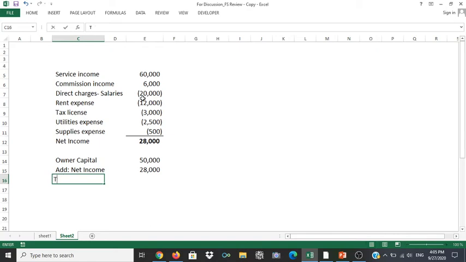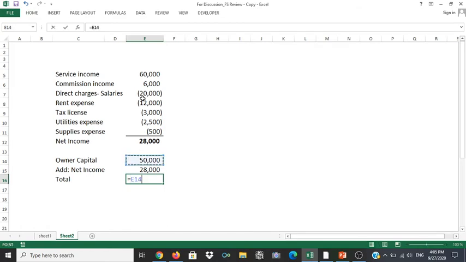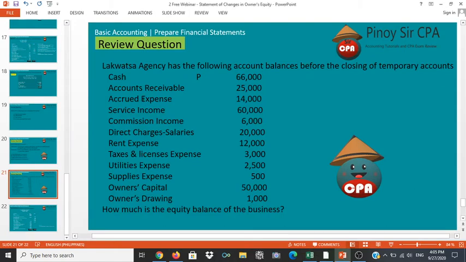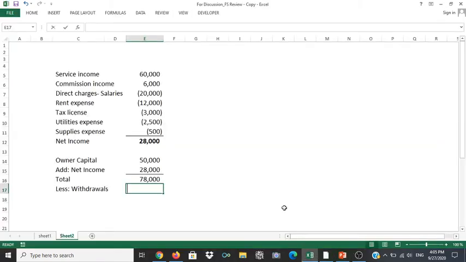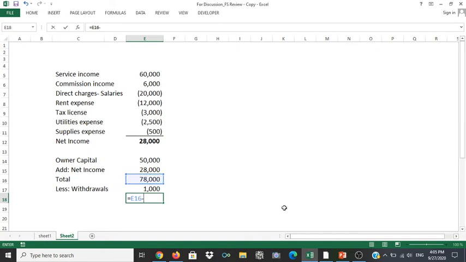So, yan na yun. Yung total natin. Total pa lang, syempre. We have to consider other equity items kung meron pa. Let's see. As of now, 78,000. May ililes ba tayong withdrawals? Meron ba? Let's see. Meron. Ayun o. 1,000. So, less 1,000, that's how you get equity balance ending.